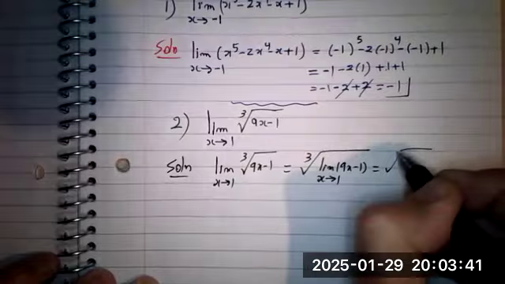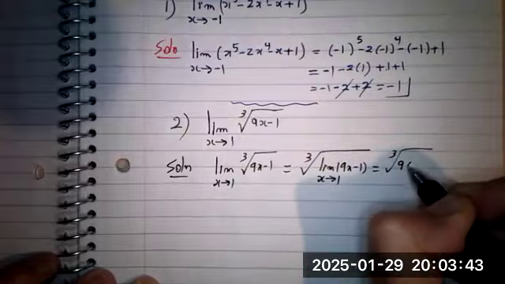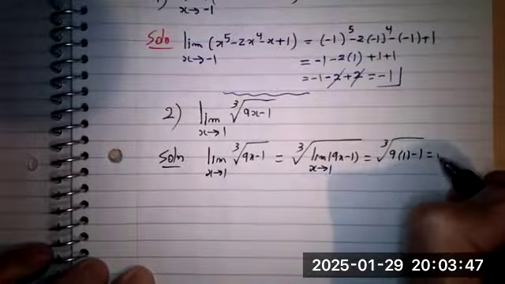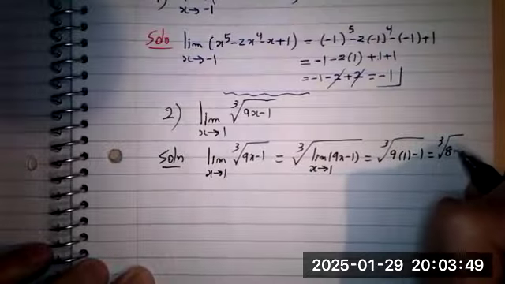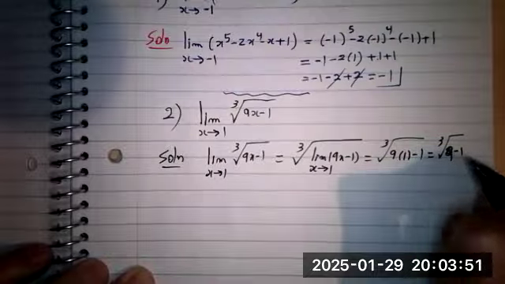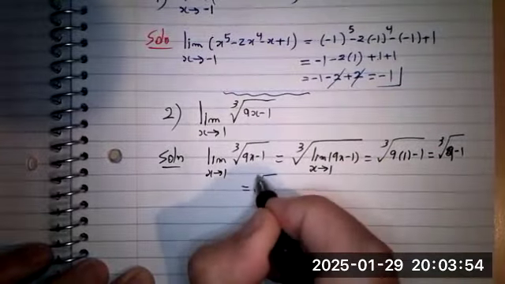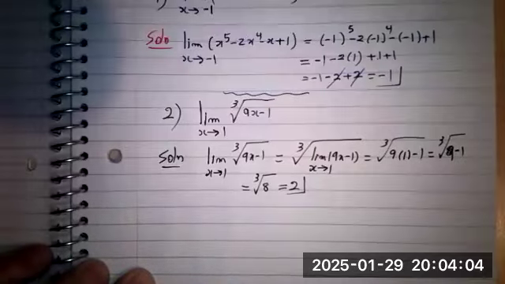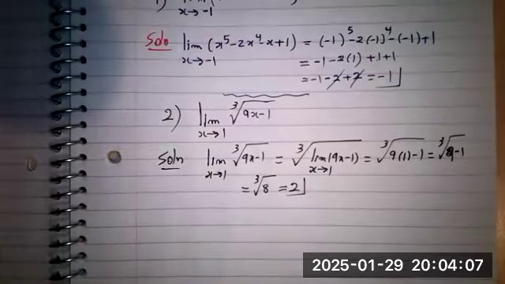Now substitute because it's a polynomial. 9 times 1 minus 1. So that gives 9 minus 1, and 9 minus 1 is 8. Cube root of 8. What's the cube root of 8? 2. So 2 is the final answer, because 2 times 2 is 4, 4 times 2 is 8. So the limit would be equal to 2, and we're done.